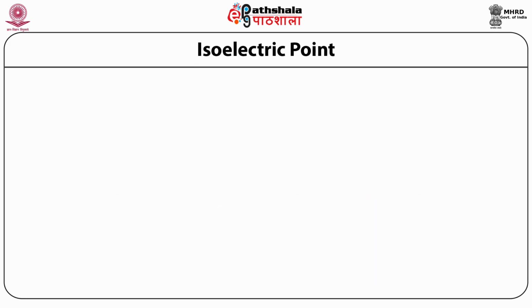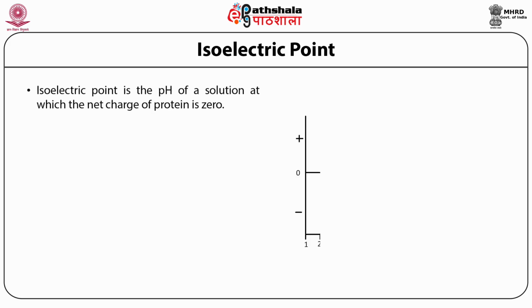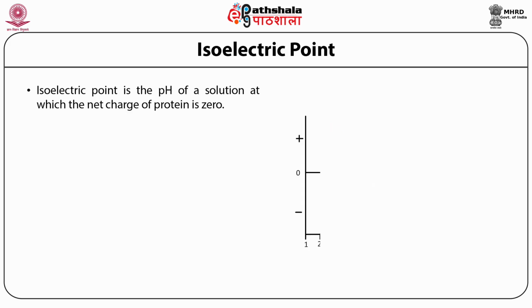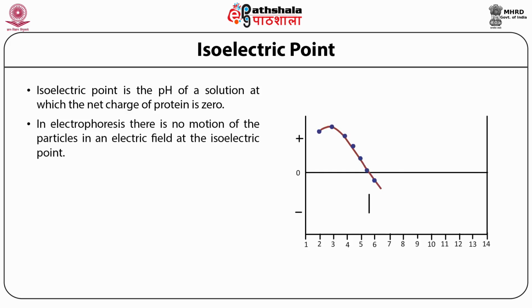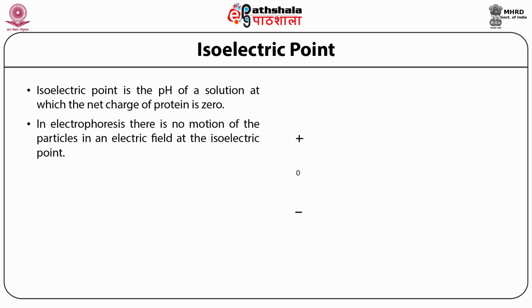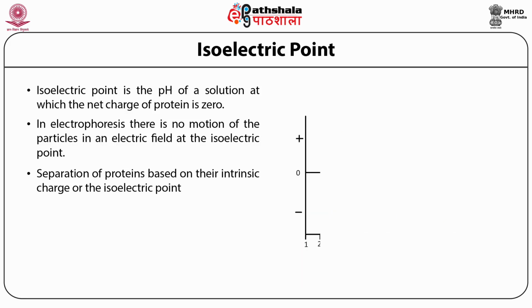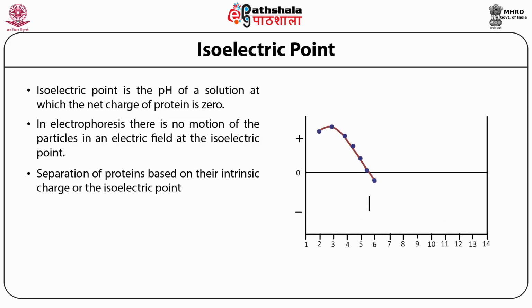The first dimension in a 2D electrophoresis involves separation of proteins based upon the isoelectric point. What is isoelectric point? All proteins are made up of amino acids, and these amino acids have side chains, and some of these amino acids have a certain amount of charge. The summation of all these charges on the amino acids constitutes the isoelectric point. And from an experimental point of view, isoelectric point is the pH of a solution in which the net charge of that particular protein is 0.